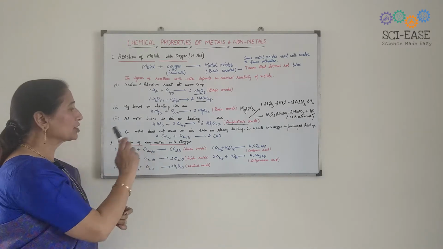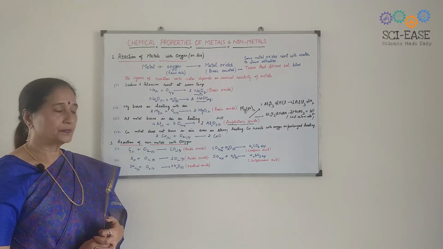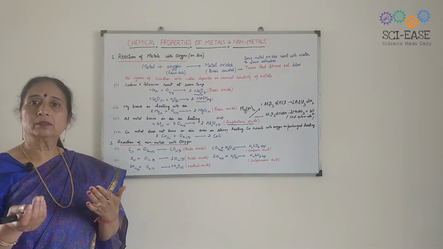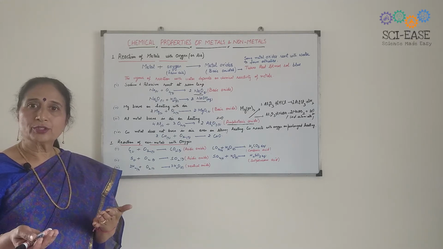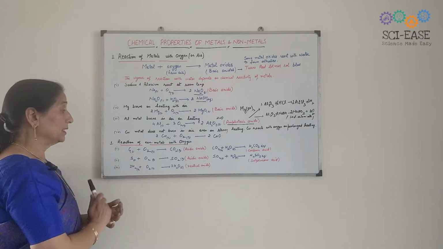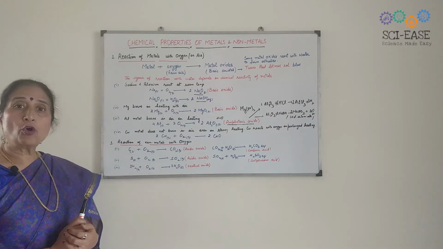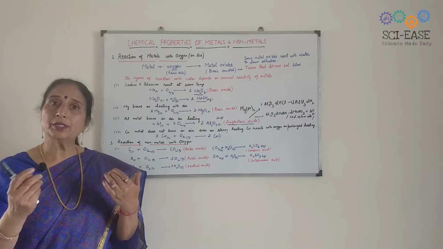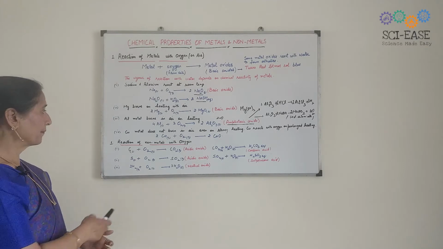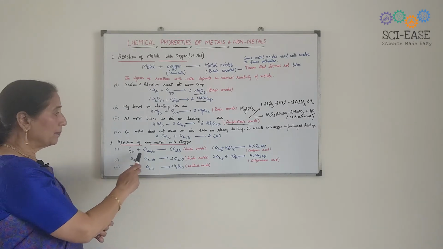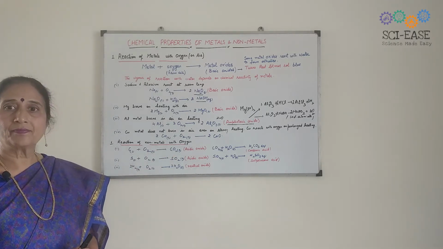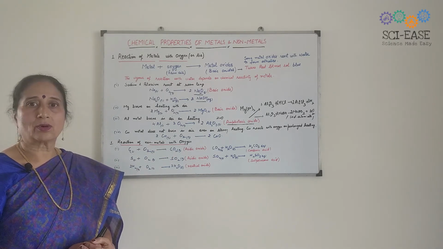Now come to the reaction of the non-metals with oxygen. Non-metals, you can name carbon, sulfur, hydrogen. They are non-metals. They react with air to form the acidic oxide or the neutral oxides. I will take the example. Carbon plus oxygen results in the formation of carbon dioxide, which is the acidic oxide.